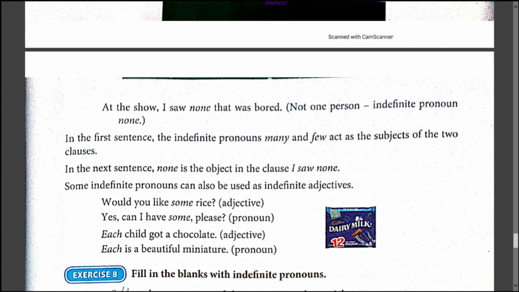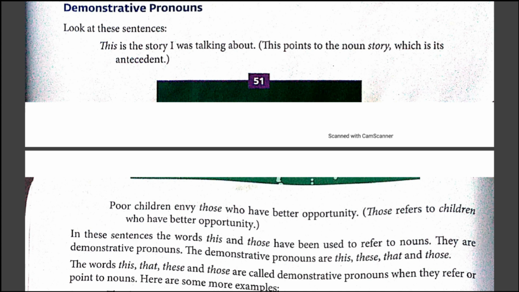Now the next sentence. Yes, can I have some, please? Then over here it is a pronoun. Next one, each child. So each is an adjective, and after that a noun came. Each child got a chocolate, so it's an adjective. Next one, each is a beautiful miniature. Miniature means small, a very small one. So here each is a pronoun. Now we shall start with demonstrative pronouns.